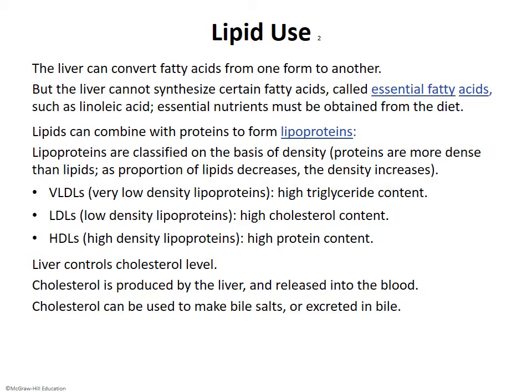Now, there's three different types: VLDL, LDL, and HDL. As it says here, very low density lipoproteins are called VLDLs. Now, these are ones that are taking the triglycerides to adipose tissue.